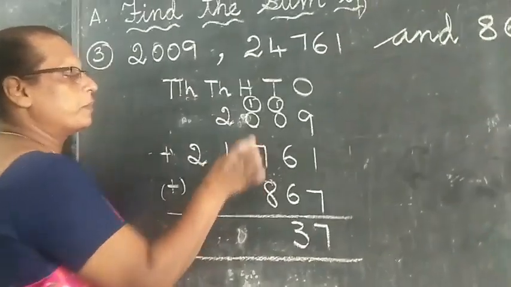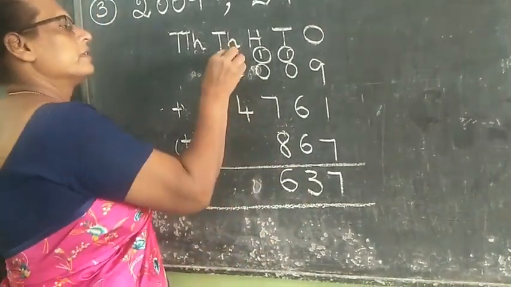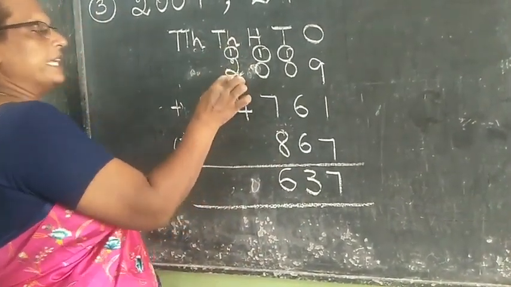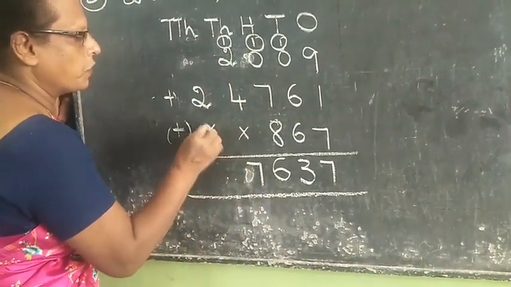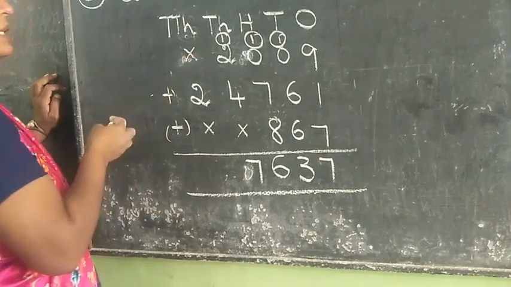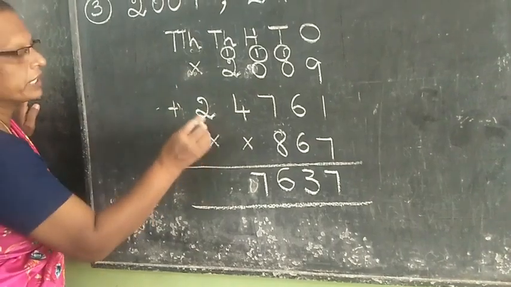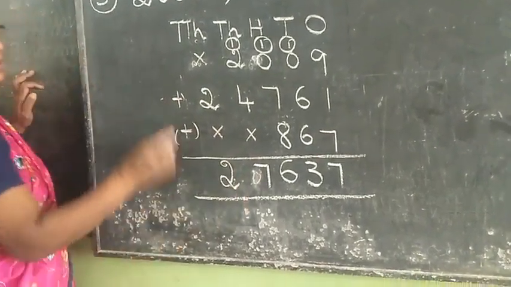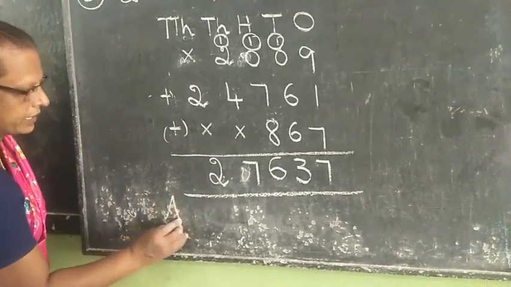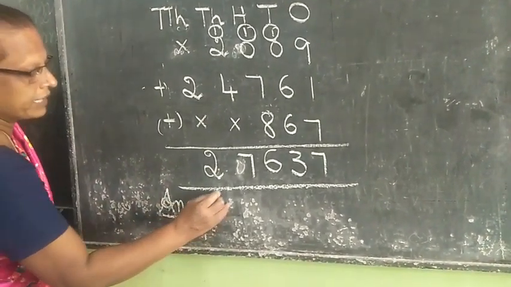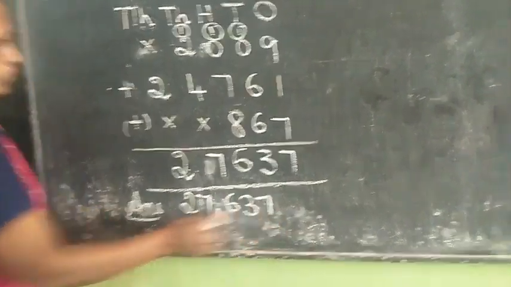Here also the same. 1 plus 7, 8. 8 plus 8, 16. 1 plus 2, 3. 3 plus 4, 7. So here also no number. So if you want you can place a mark like this, so that you can add easily. So here no number. You can bring down the 2 as it is. So what's the answer, children? 27,637.